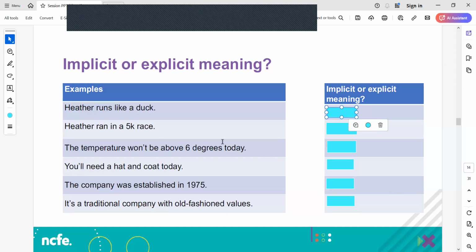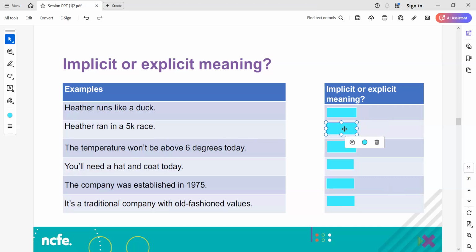So let's have a look at the next one. Heather ran in a 5K race. Is everything there, or do you need to look at clues to find out the length of the race or who ran? Yeah, it's not clear. Do you know how long the race was? No. Heather ran in a 5K race.